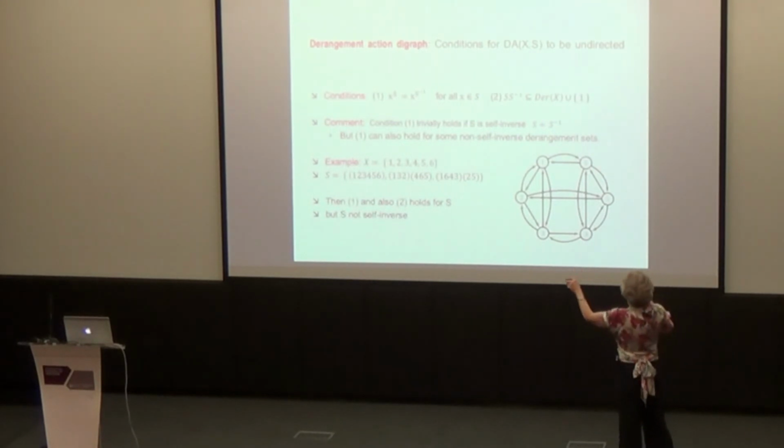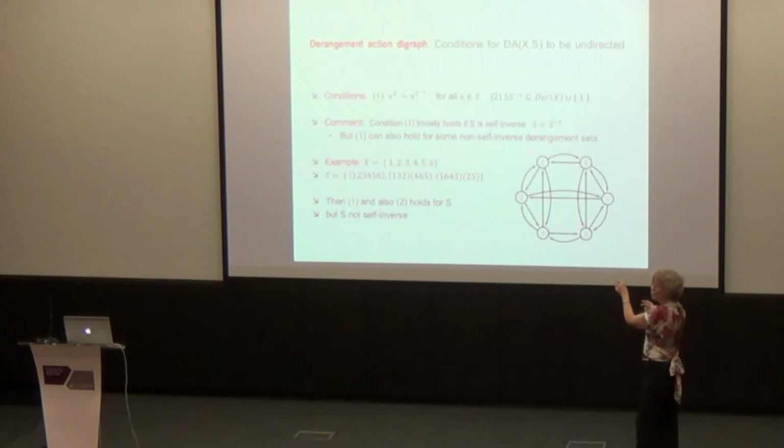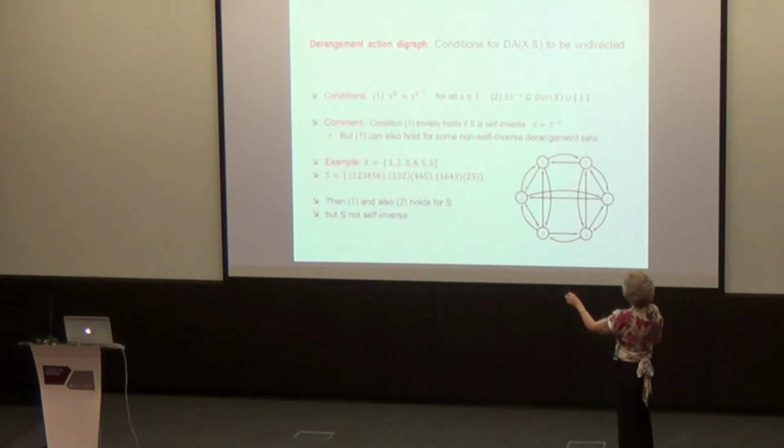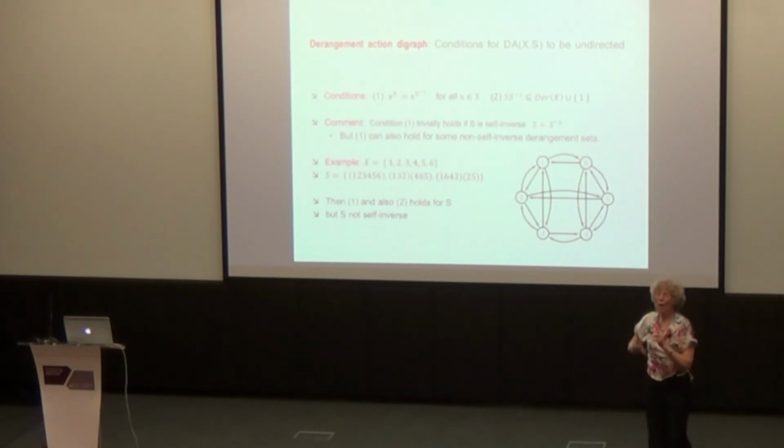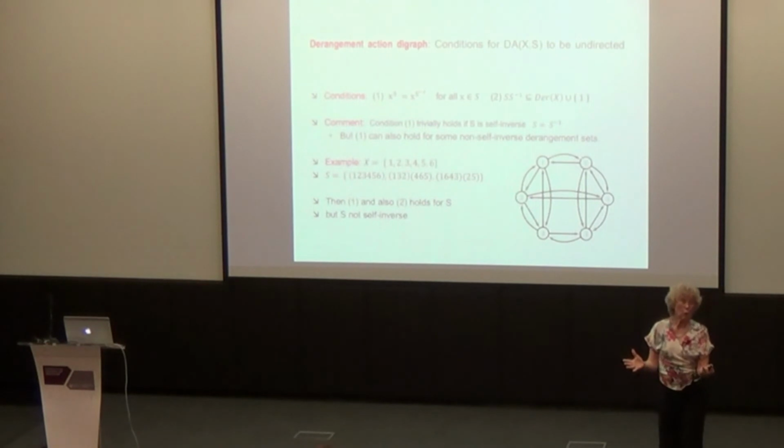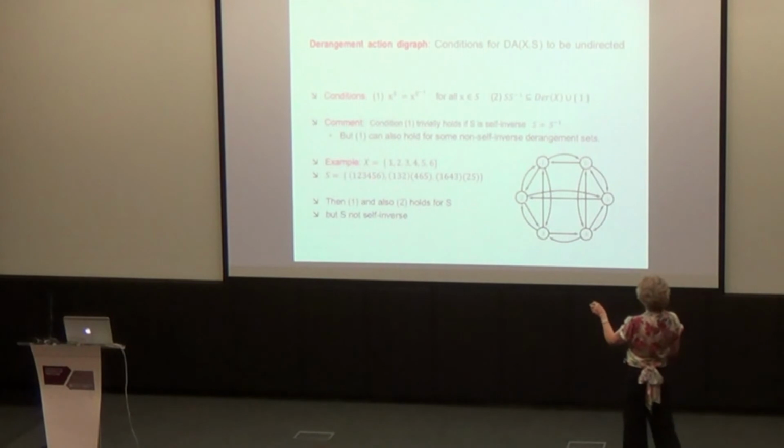But this condition can hold even if S is not closed under inverses. Let me show you an example. Take the set 1, 2, 3 up to 6. Take S to be this 6 cycle, 1 up to 6, this product of 2, 3 cycles, and this 4 cycle times a 2 cycle. Obviously this is not inverse closed, right? The inverse of a 6 cycle is a 6 cycle, not this one.